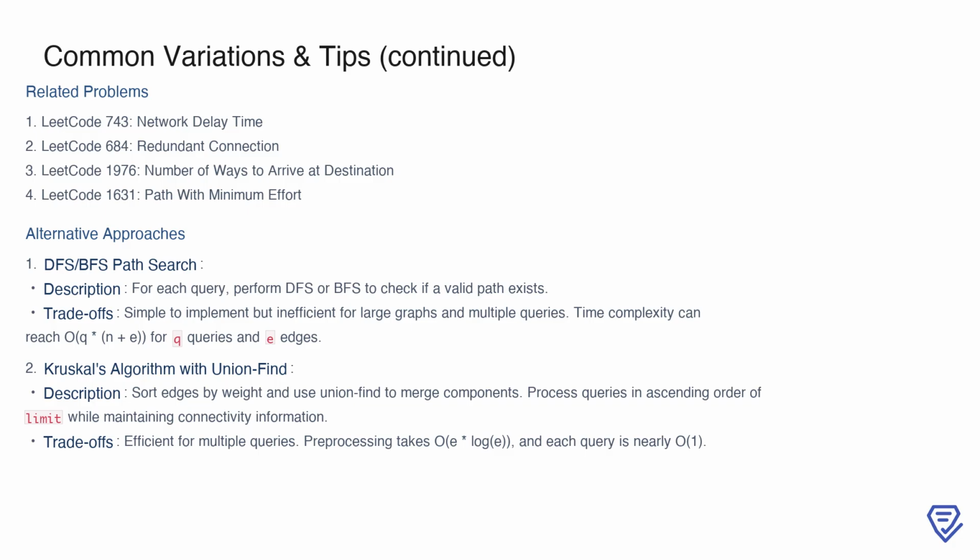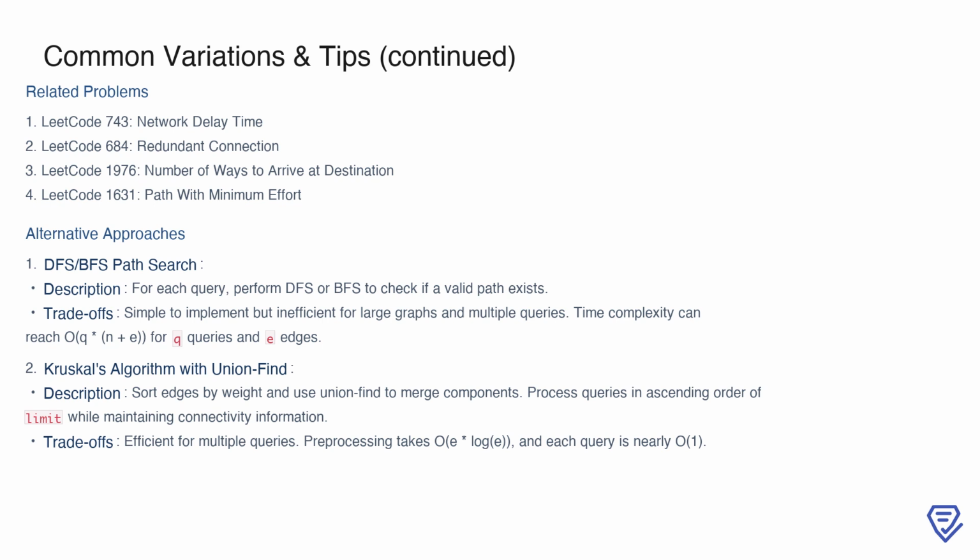Some similar problems you might encounter include LeetCode 743, Network Delay Time, which involves finding the shortest path in a weighted graph, and LeetCode 684, Redundant Connection, which also uses union find to detect cycles. Others include LeetCode 1976, Number of Ways to Arrive at Destination, and LeetCode 1631, Path With Minimum Effort, both of which involve graph traversal under specific constraints.